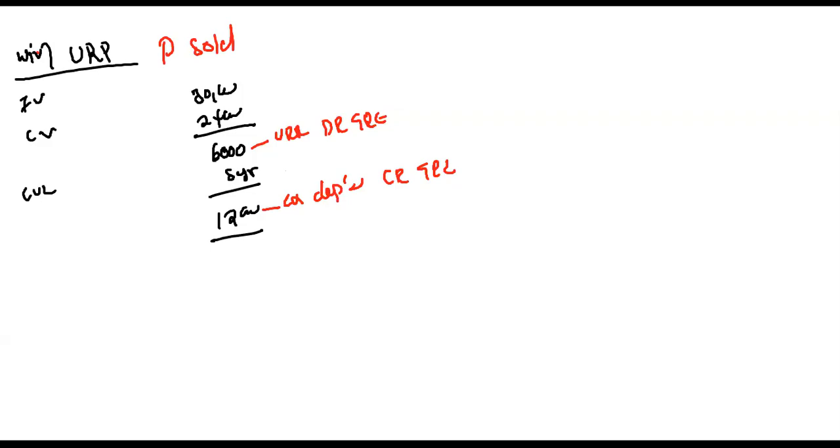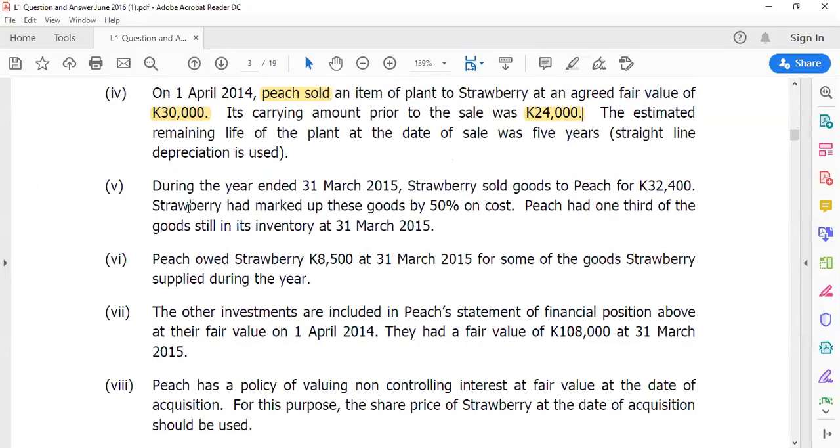Okay, and another thing, note number 5. What do we have on note number 5? We've been told during the year, we said first March, the date is always important. Strawberry sold goods, wow. The keyword is Strawberry sold. Who is selling here now? The guy who is selling is the subsidiary. Have you seen? Now, this is going to affect the net assets at acquisition because the sub is selling to Peach for how much? Was it 32,400?